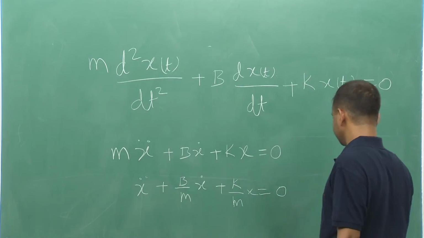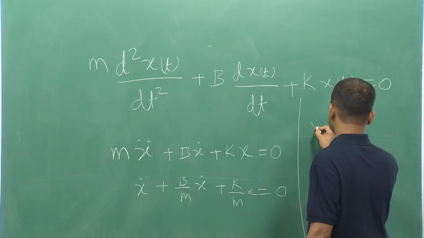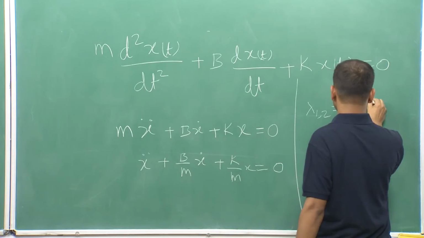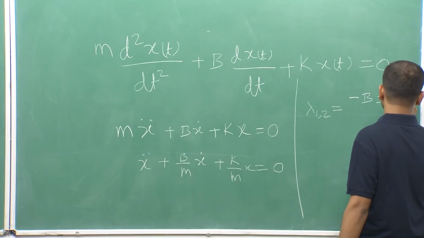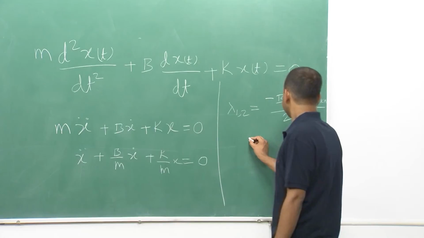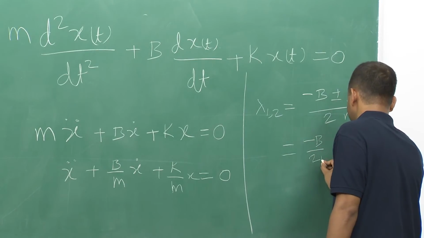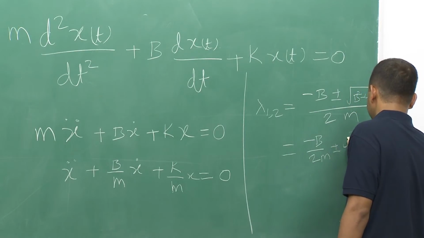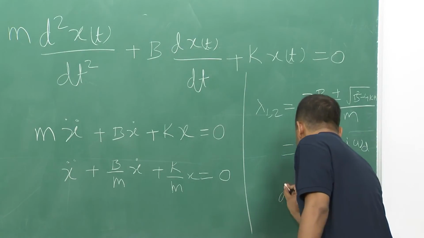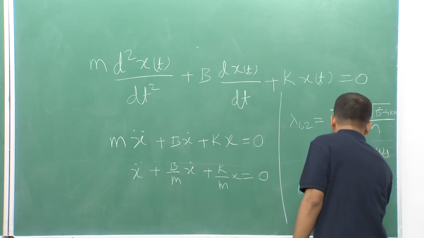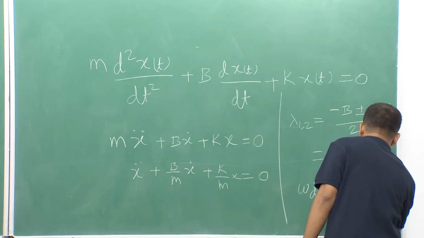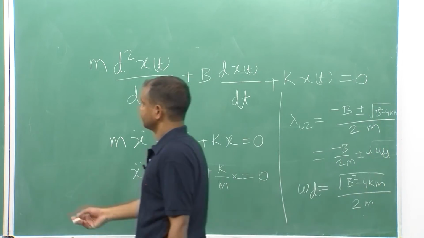If I look at the roots of this equation, the roots are given by minus b plus or minus root over b square minus 4 k m, divided by 2 m, and this will be minus b by 2 m plus or minus i omega d, and this omega d we call the damped frequency. Omega d will be given by under root b square minus 4 k m divided by 2 m.